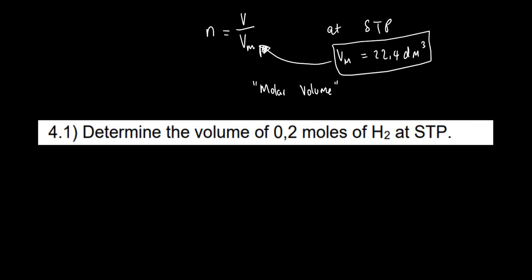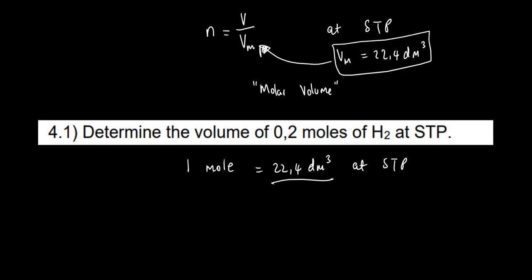Now, listen. We said 1 mole is going to occupy 22.4 decimeter cubed at STP, right? According to Avogadro's law, 1 mole of any gas occupies the same volume at the same temperature and pressure. But we said if the temperature and pressure is the standard temperature and pressure, then 1 mole of each gas is going to occupy 22.4 decimeter cubed.